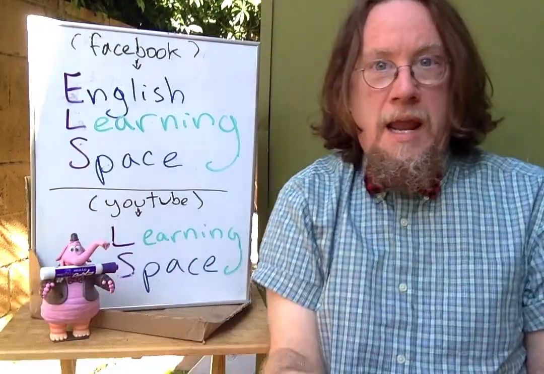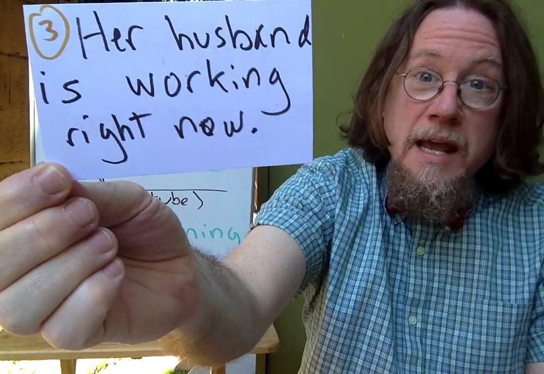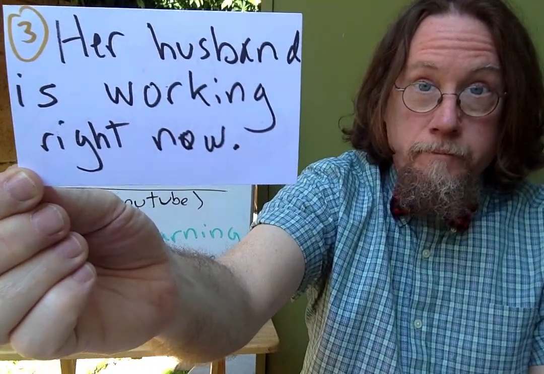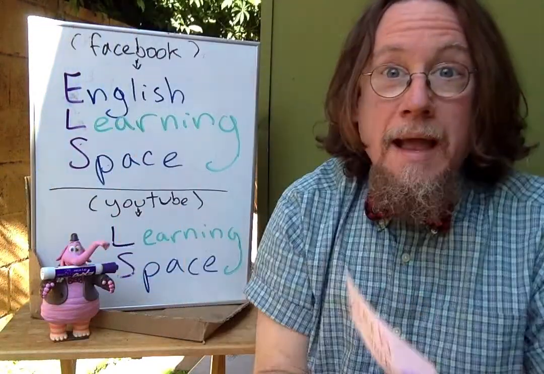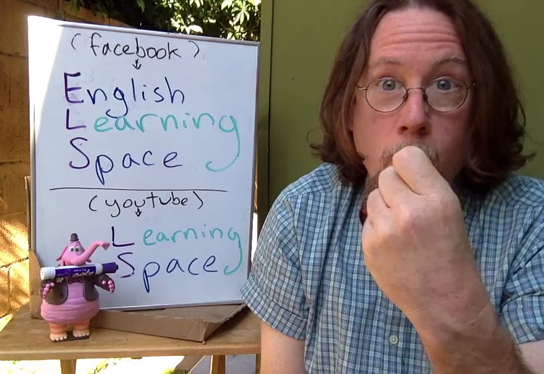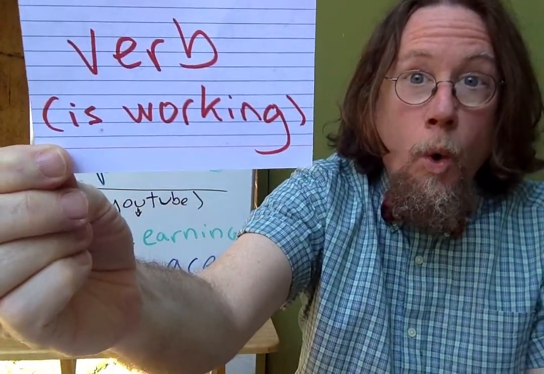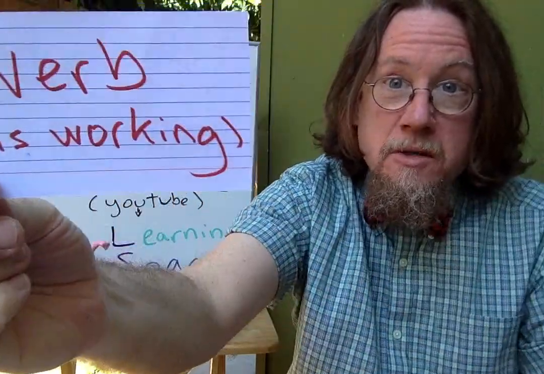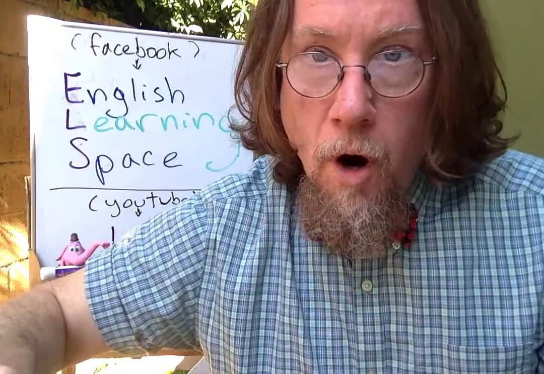Okay, number 3. What is it? Her husband is working right now. Gerund or verb? It is, of course, a verb. Is working. Be verb.